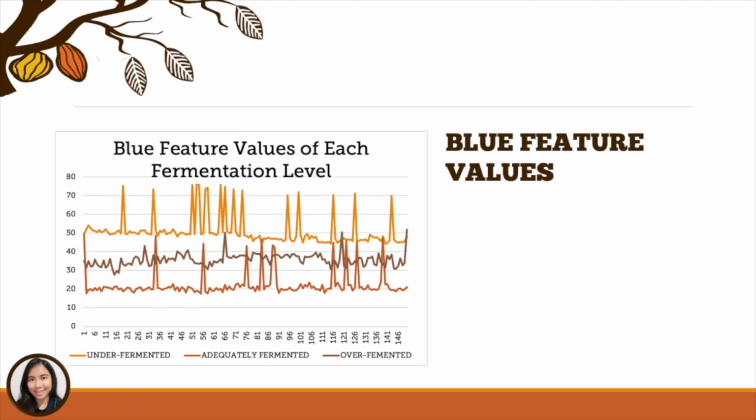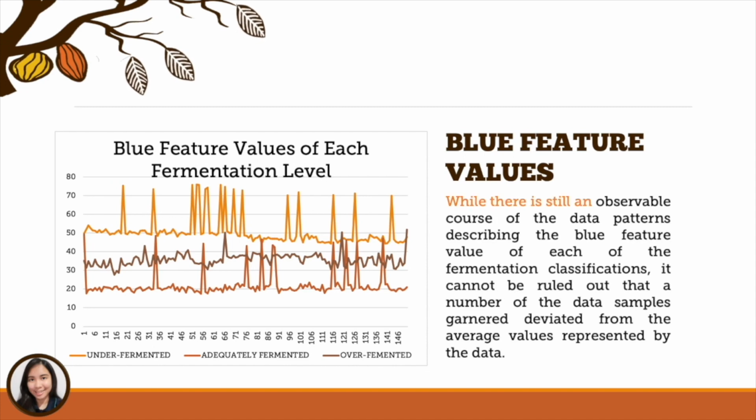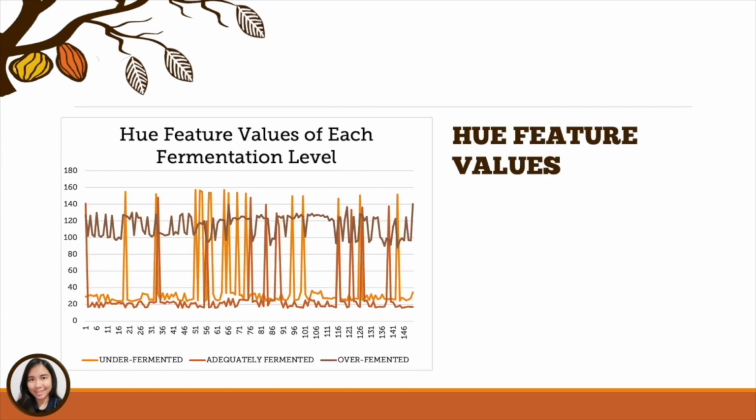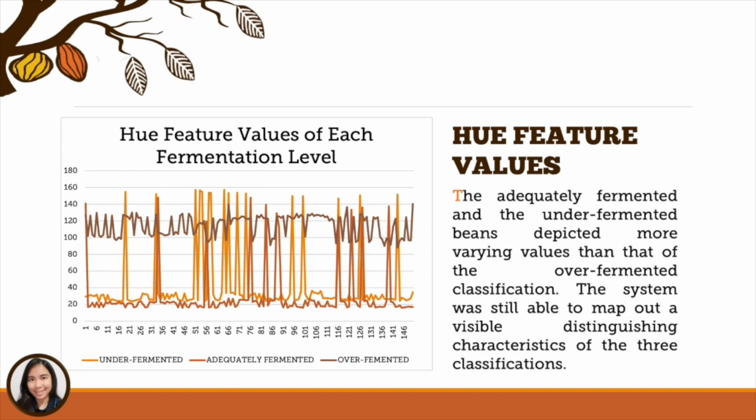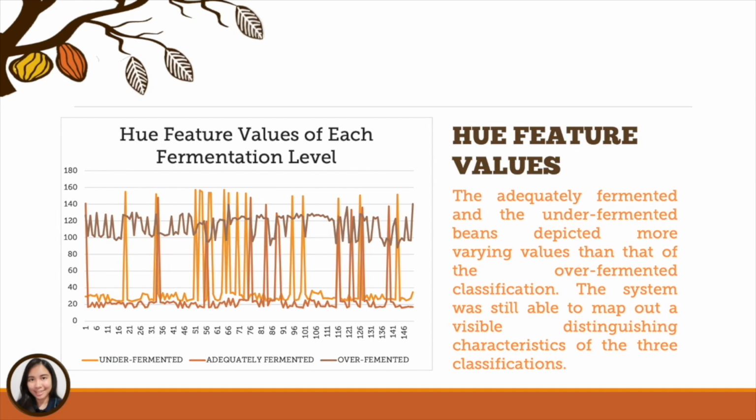On the other hand, the extracted data from the blue feature values have shown some apparent deviation from the average quantities. The spikes shown in this graph indicated the samples that deviated from the average values. Nevertheless, the distinction between the classifications may still be observed. Moving on to the HSV color space, the first feature is the hue feature values. The adequately fermented and the under-fermented beans depicted more varying values than that of the over-fermented classification. The system was still able to map out the visible distinguishing characteristics of the 3 classifications.